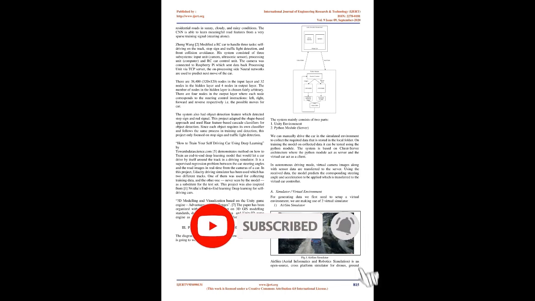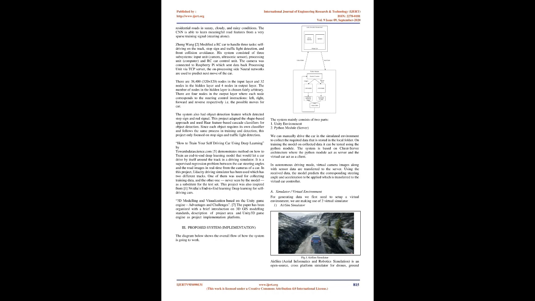The CNN is able to learn meaningful road features from a very sparse training signal, steering alone. Zhengwang 2 modified an RC car to handle 3 tasks: self-driving on the track, stop sign and traffic light detection, and front collision avoidance. His system consisted of 3 subsystems: input unit (camera, ultrasonic sensor), processing unit (computer), and RC car control unit. The camera was connected to a Raspberry Pi, which sent data back to the processing unit via a TCP server.